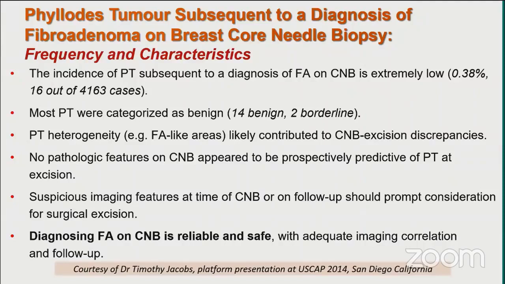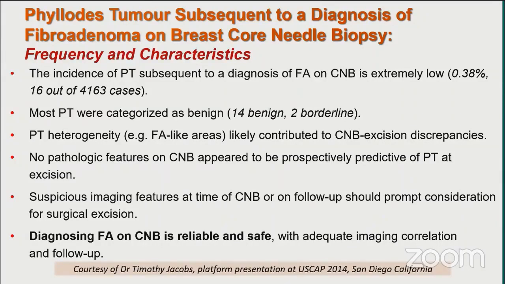USCAP, and it looked at the frequency and characteristics of phyllodes tumor subsequent to a diagnosis of fibroadenoma on breast core needle biopsy, and the incidence was extremely low, 0.38%. Most of these phyllodes tumors were categorized as benign, and it is believed that the heterogeneity of these tumors with fibroadenoma-like areas contributed to the core needle biopsy excision discrepancies. However, no pathologic features on core needle biopsy appeared to be prospectively predictive of phyllodes tumors at excision.